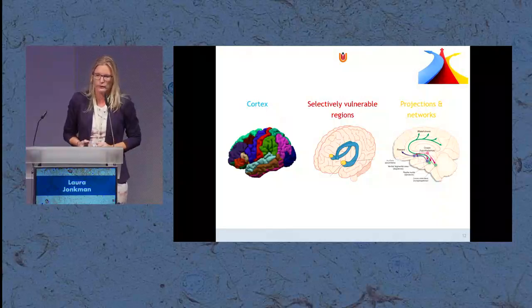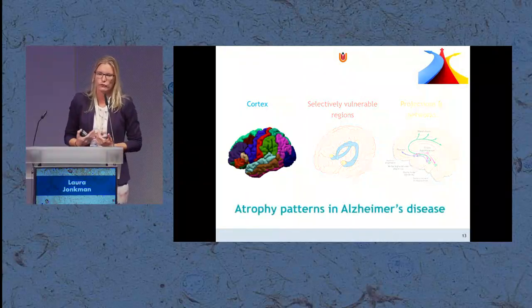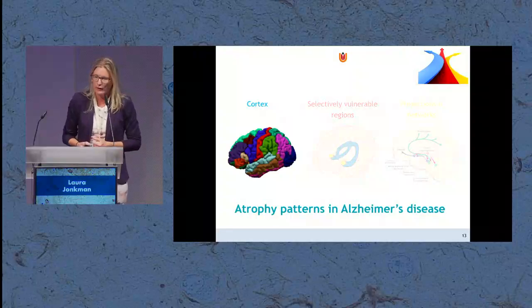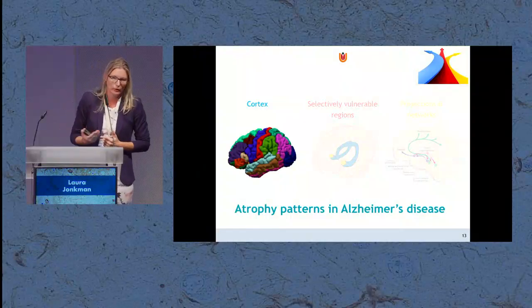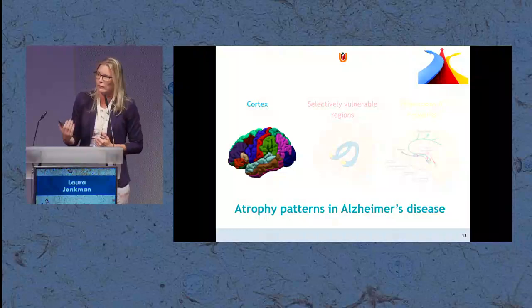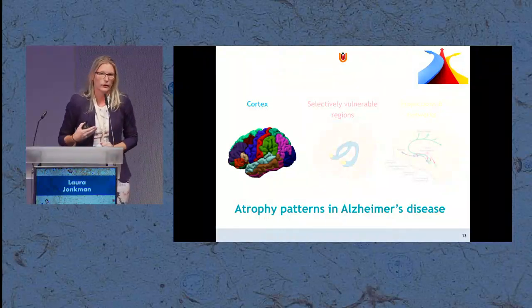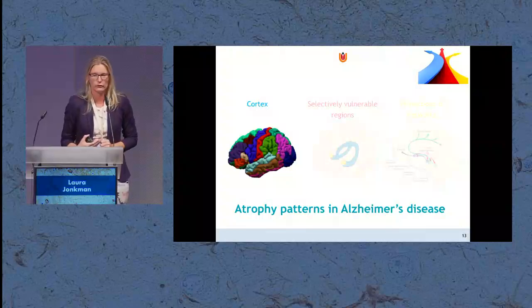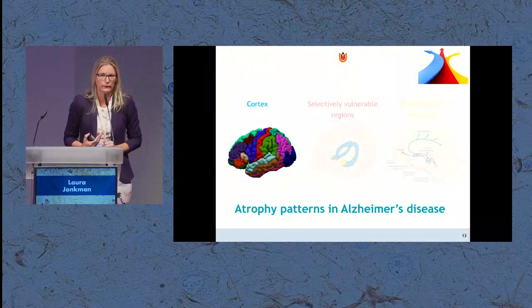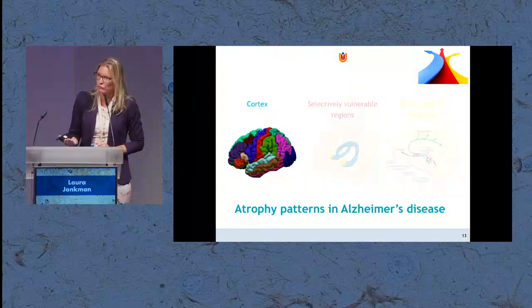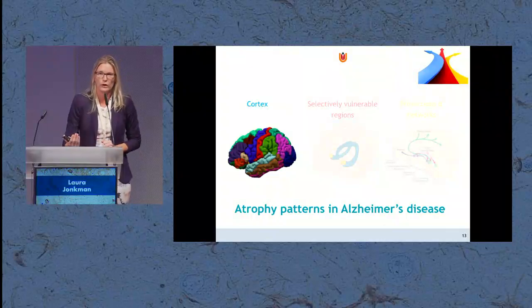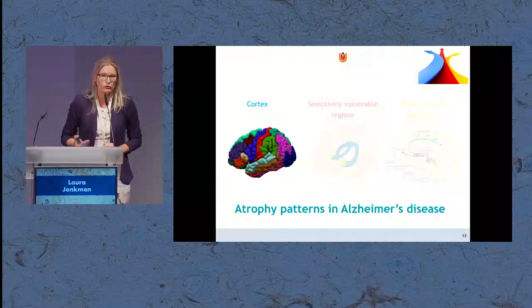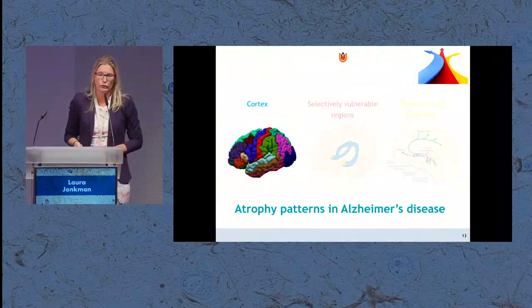We'll start with the cortex and with atrophy patterns in Alzheimer's disease. Atrophy, for instance cortical volume, is often used as a secondary outcome measure in clinical studies, but also in trials of disease-modifying therapies. Therefore, it would be very beneficial to know which markers are actually driving or contributing to these changes in atrophy or in volume here.